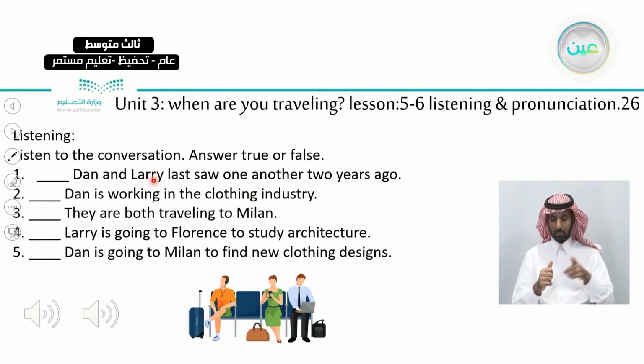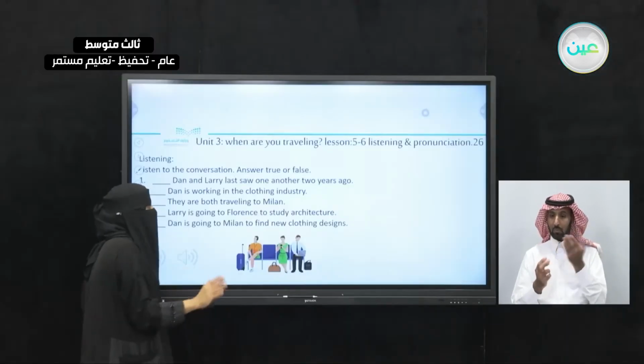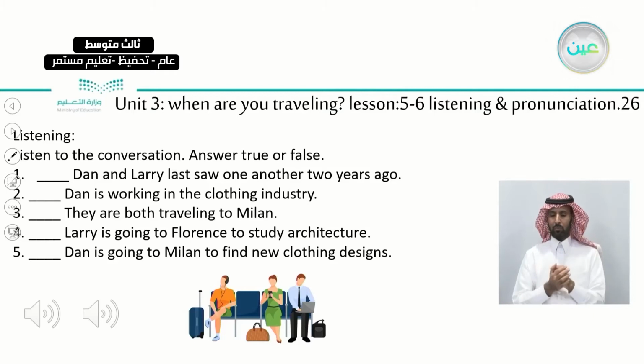What is statement number one? Dan and Larry last saw one another 2 years ago. So we have two people there. What are their names? This is what we discovered. Dan and Larry. These are their names, right? So last saw one another 2 years ago. So they saw each other. They're not strangers. They know each other. So this is the information we get from number one.